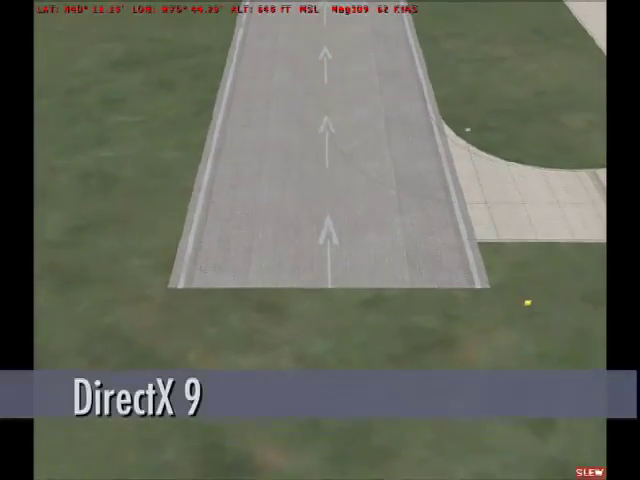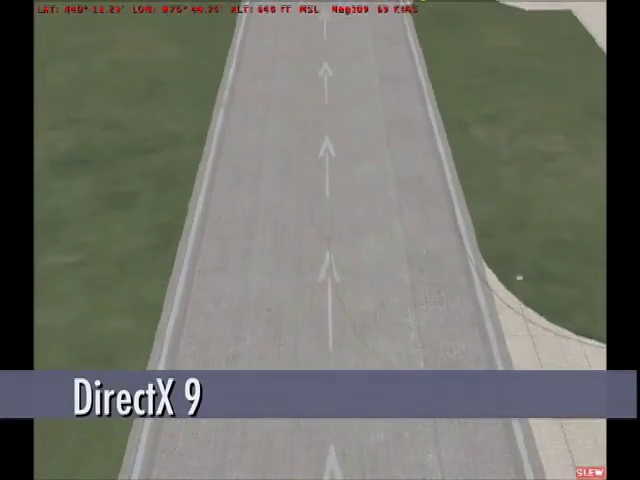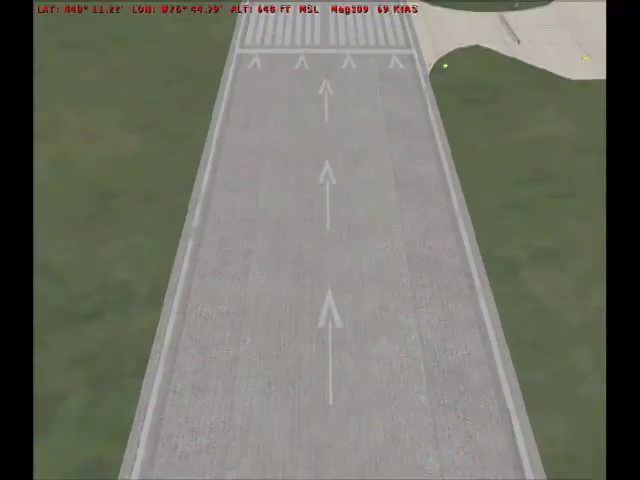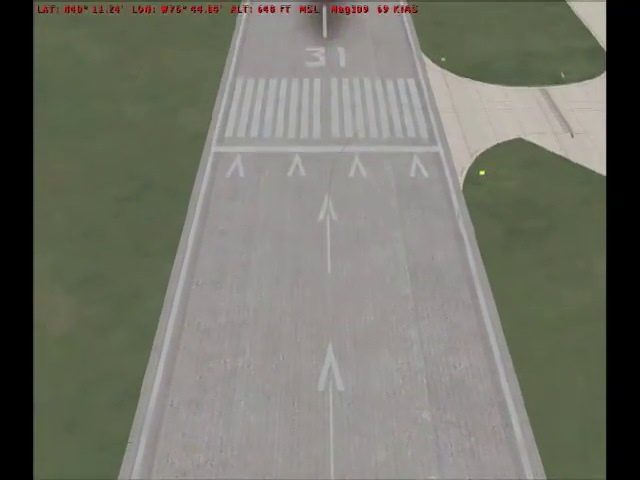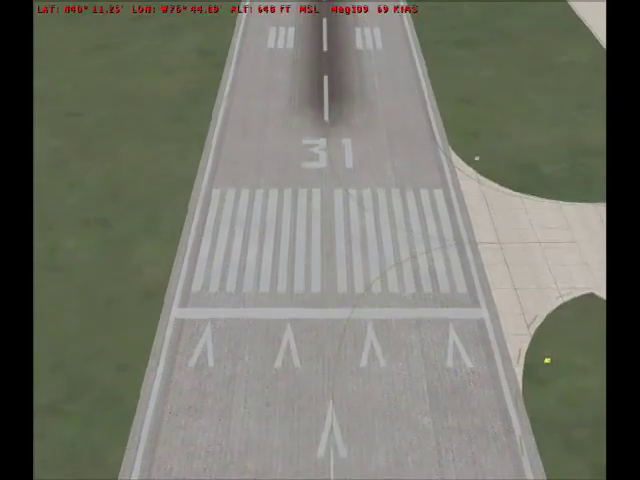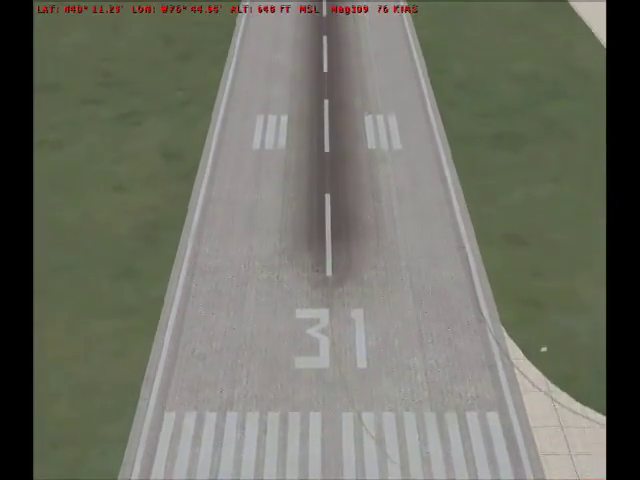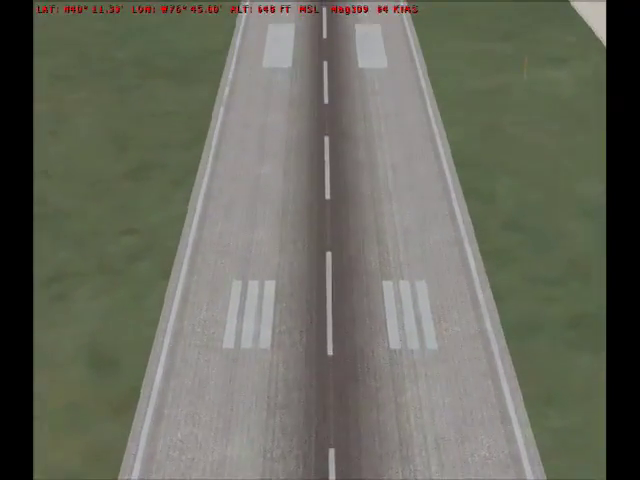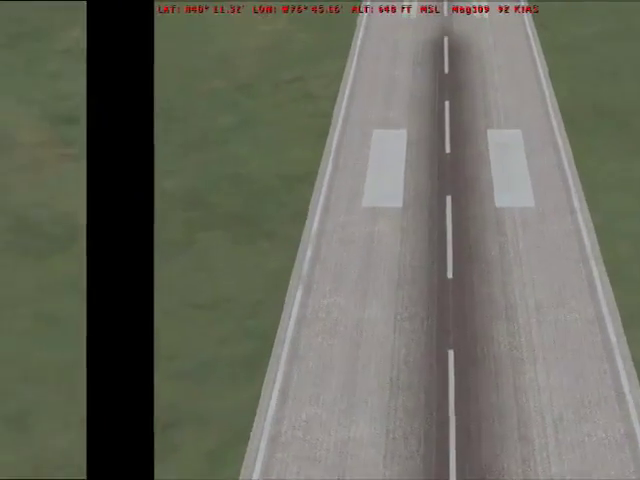Here you can see a pass over a typical runway with taxiways using DirectX 9 in Microsoft Flight Simulator 10. As you can see, everything looks more or less normal. Notice how the intersection between the taxiways and the runways is very crisp, and also the markings on the taxiway are also very crisp.